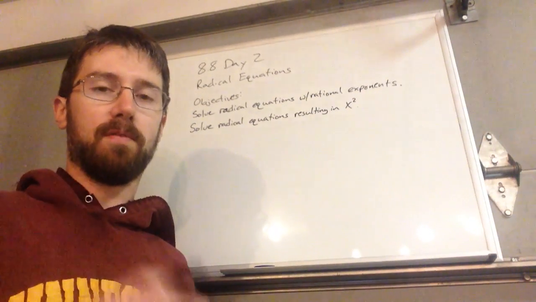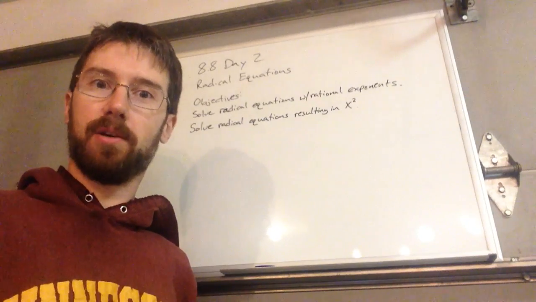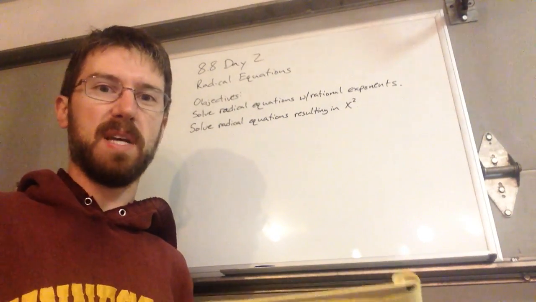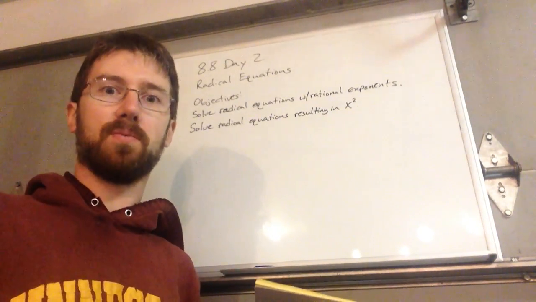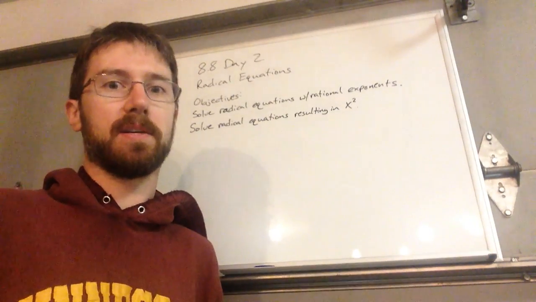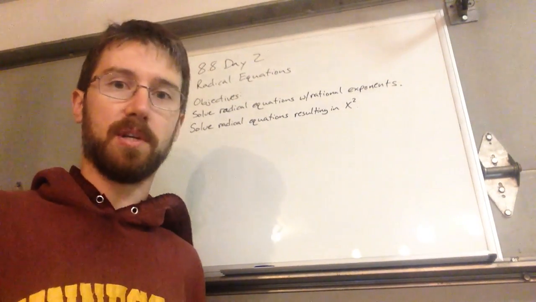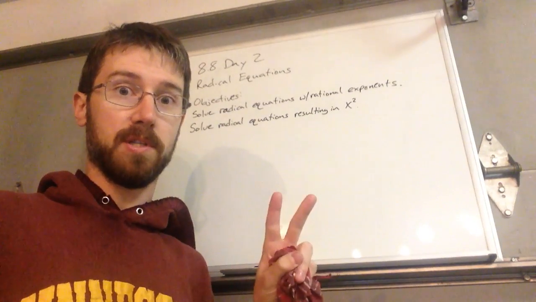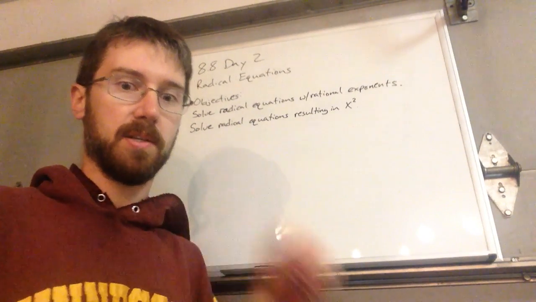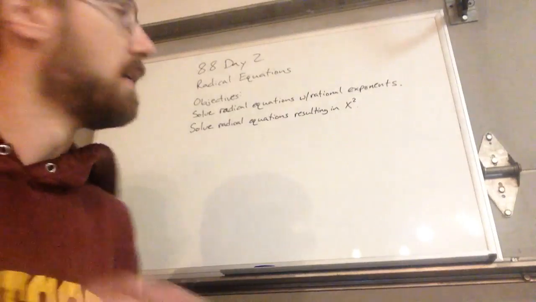Yesterday in class we went over ones where it resulted in a linear equation where after we did some stuff it basically became like 3x plus 1 equals 5 and we solved for x and that sort of thing. So these ones are going to have two solutions and one of them is going to be extraneous. So we'll go over that in a little bit.